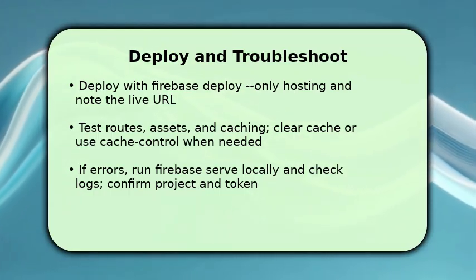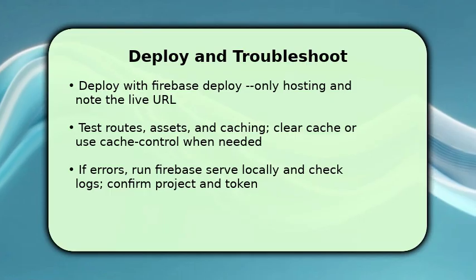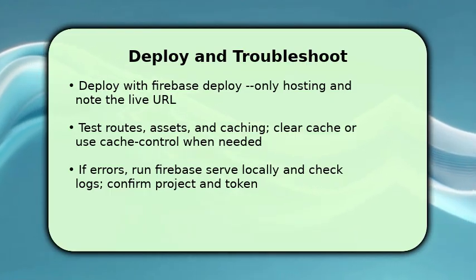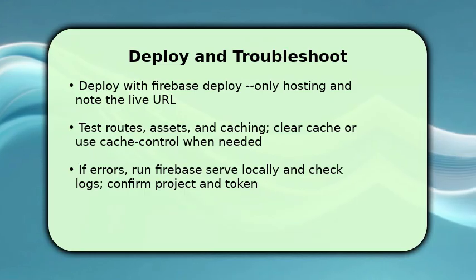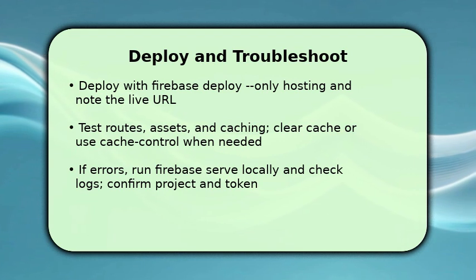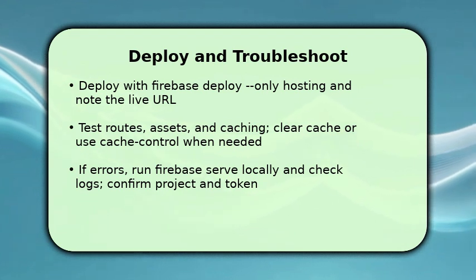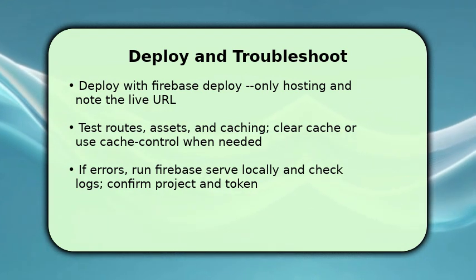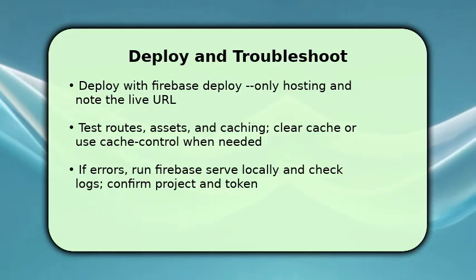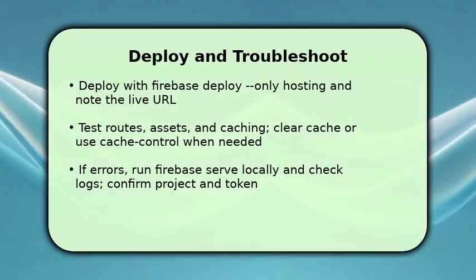If stale content appears, clear your browser cache or adjust cache control headers in firebase.json. If deployment fails, serve locally with firebase serve to reproduce the issue and inspect error messages. Also verify you selected the correct project and that your CLI token is current. One tip, check console.